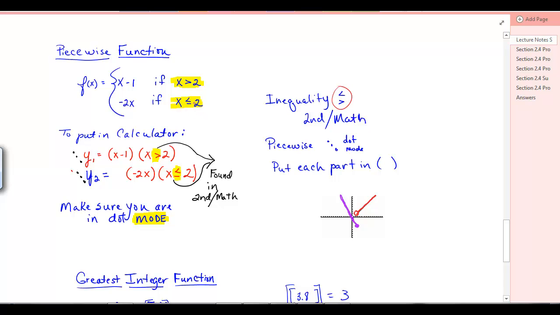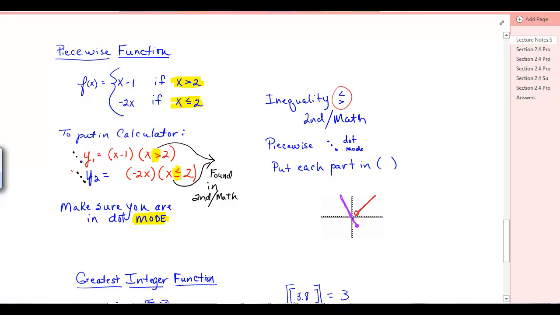All right, we're going to do these in our calculator. You could do them by hand, but we can do them in our calculator. You want to put them in 2 lines. So in y1, we're going to put this part in parentheses, x minus 1, and the parameter in parentheses, x greater than 2. We're going to do the same thing for y2. And where do you find these inequality symbols? Second math.